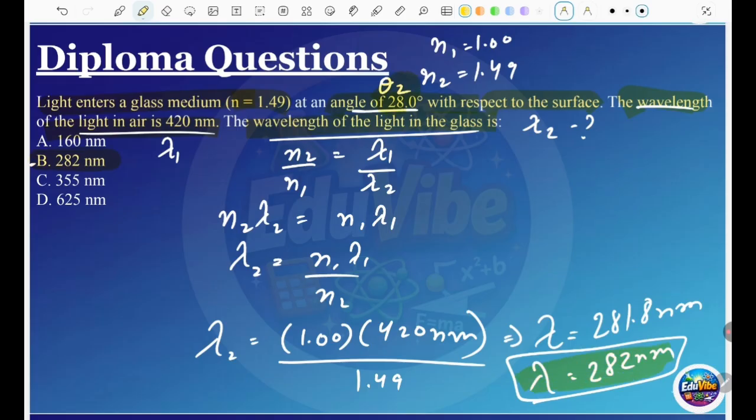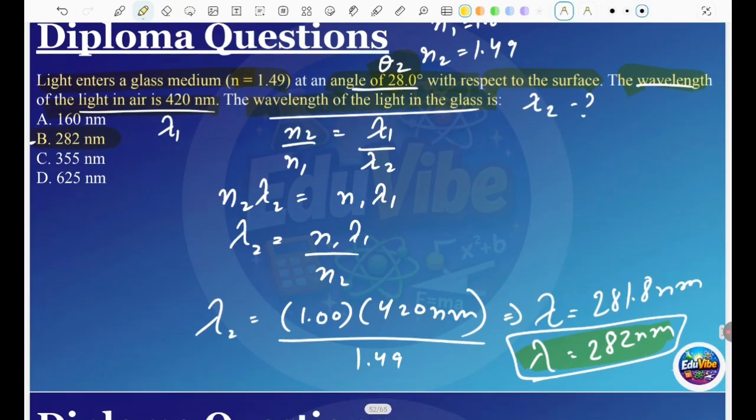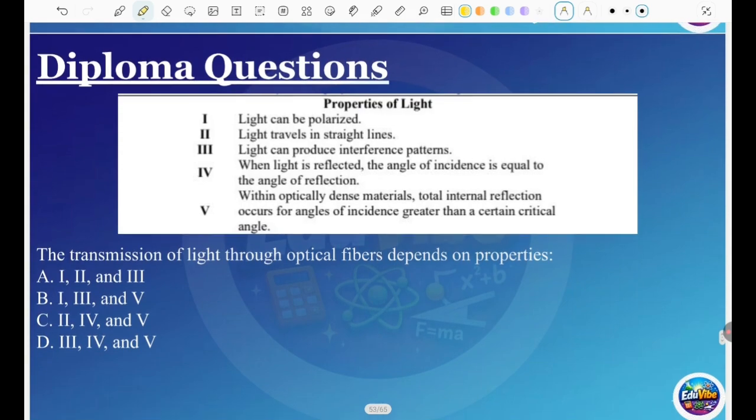This angle is only for your confusion, so that you might think it is used in this question. But there's nothing; you have to use the second equation of Snell's law. That's all you have to do in this. So this is from Snell's law. Let's move to the next one.